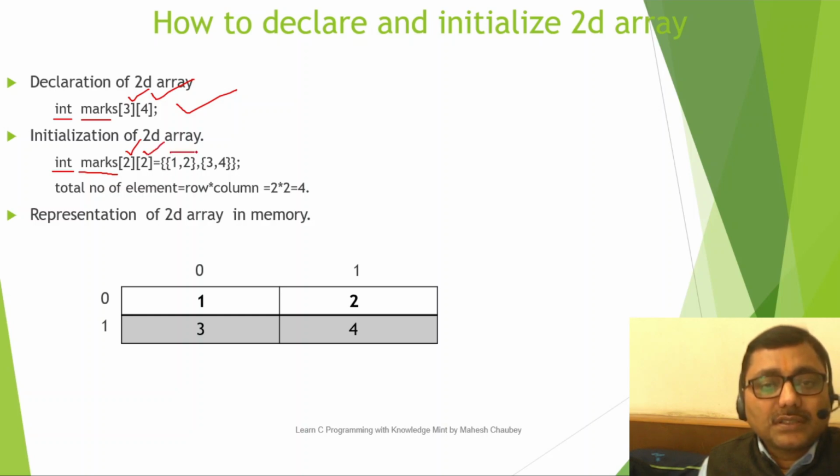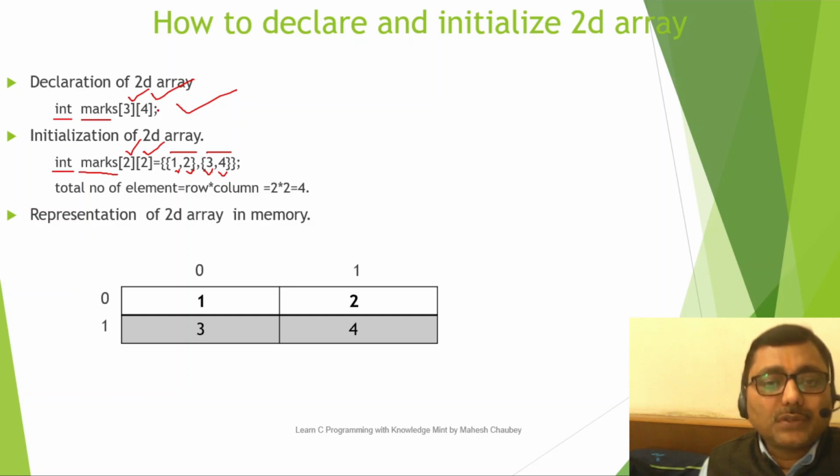And this inner curly braces will depict the first row. This inner curly braces will depict the second row. And within that, this will be the value for column 1. This will be the value for column 2. This will be the value for column 1. This will be the value for column 2.